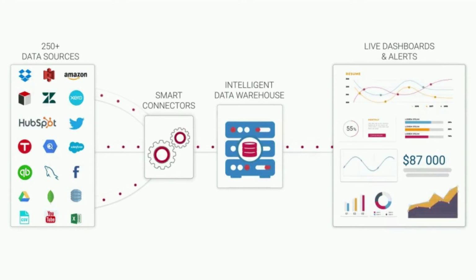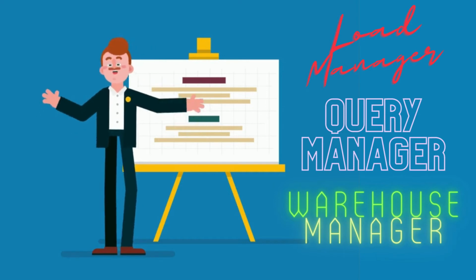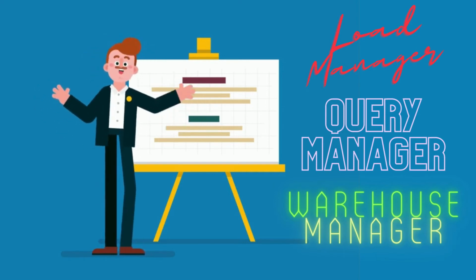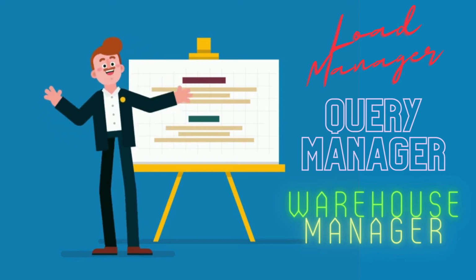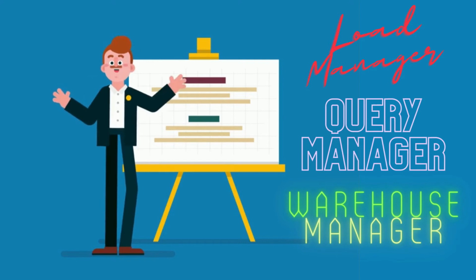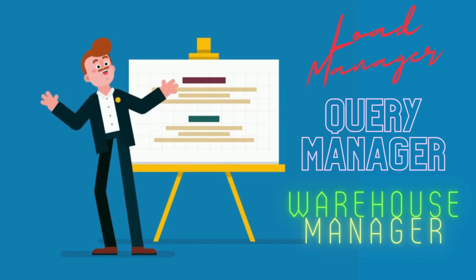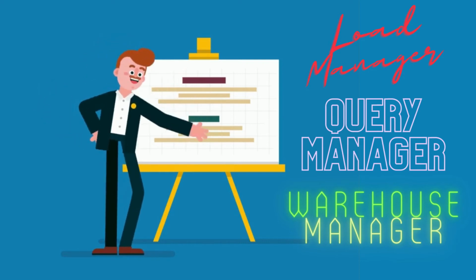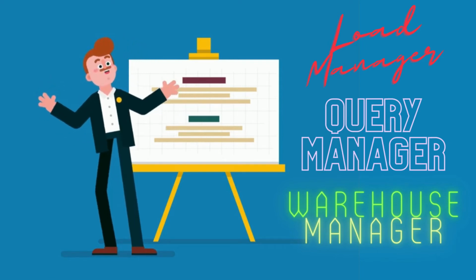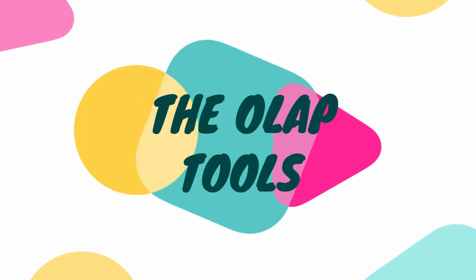Earlier, we discussed three components of a data warehouse, which are the load manager or the front-end component, the query manager or the back-end component, and the warehouse manager. Just like a house, each data warehouse has its own design and purpose. If we put the data warehouse in an architectural view, we can see the following tools that make a data warehouse distinguishable.